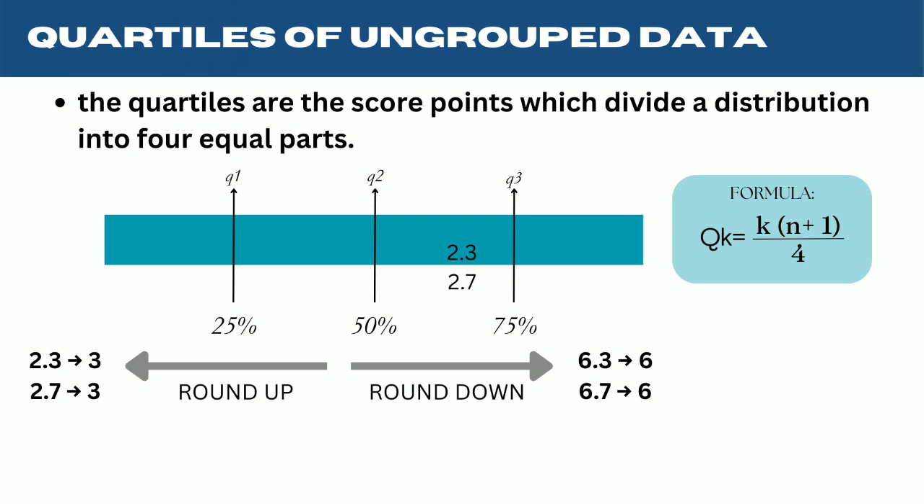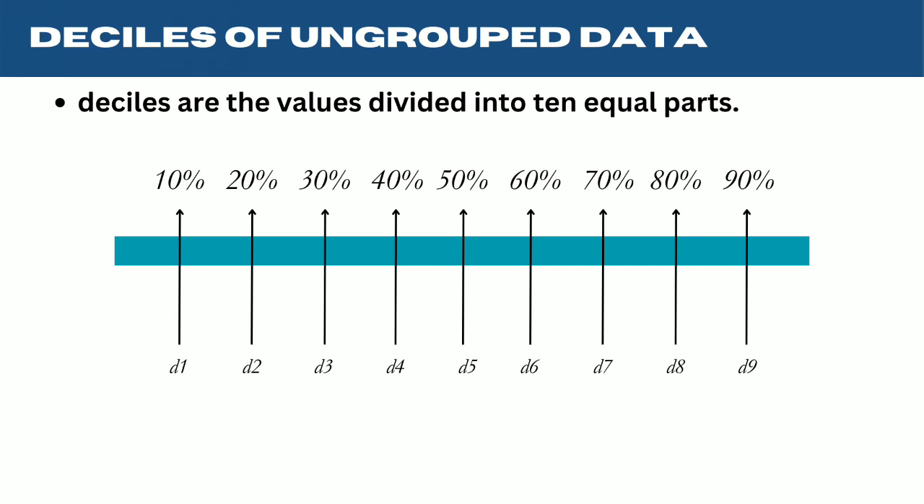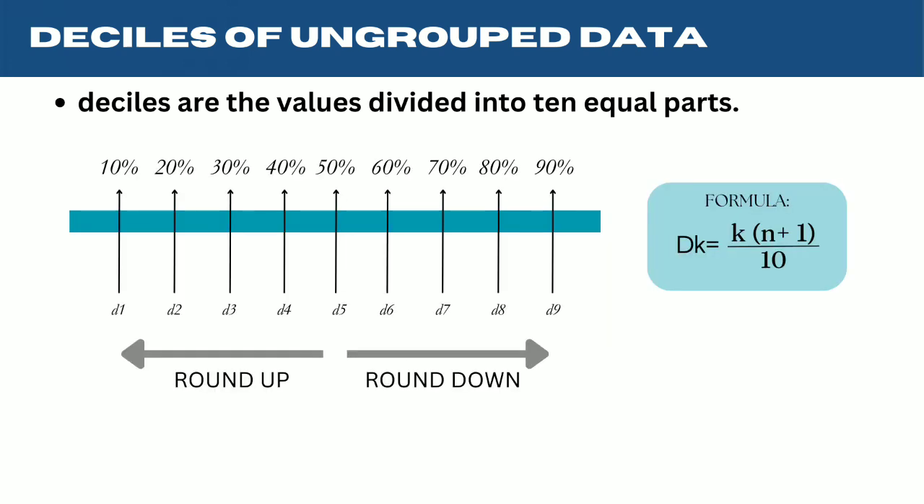Meanwhile, if we compute for the third quartile and we do not get a whole number, then we have to round down. For example, 6.3 will become 6 and 6.7 will become 6. The same rule applies for deciles. If we compute for decile 1, 2, 3, and 4, and we do not get a whole number, then we have to round up. And if we solve for decile 6, 7, 8, and 9, and we do not get a whole number, then we have to round down. The formula for decile is k times the quantity of n plus 1 over 10.